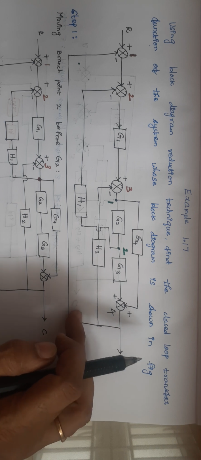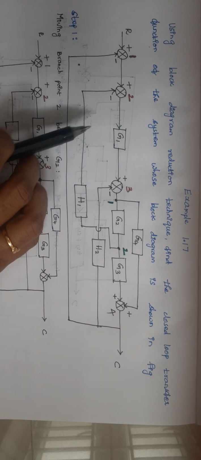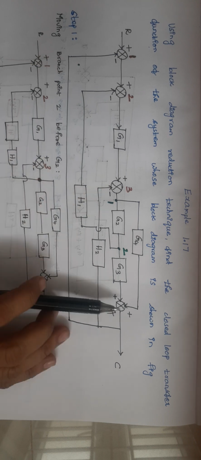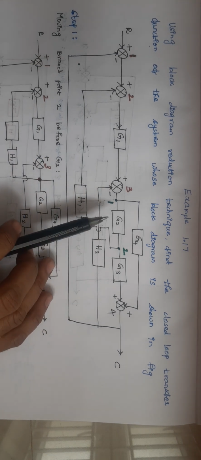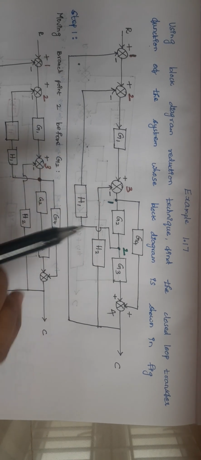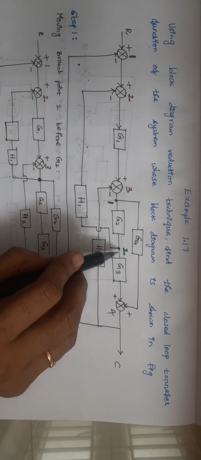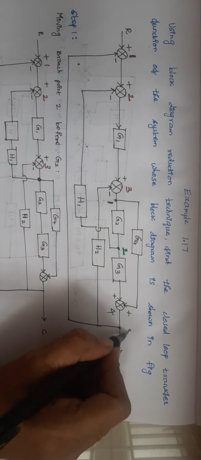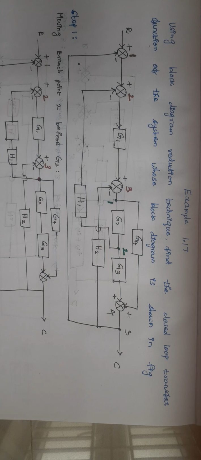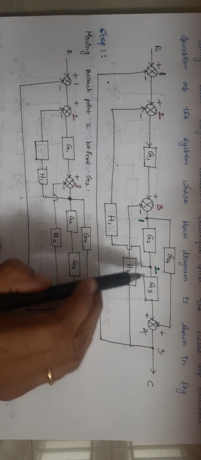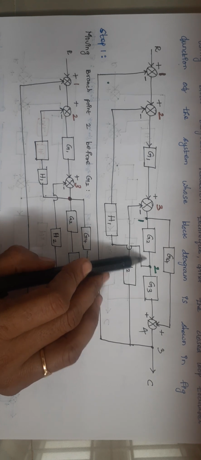This problem consists of totally 4 summing points, 1, 2, 3 and 4. And apart from that, it consists of 3 branch points, branch point 1, 2 and this is our branch point 3. Right. So the first step is, I am going to move this branch point 2 before this block G2.